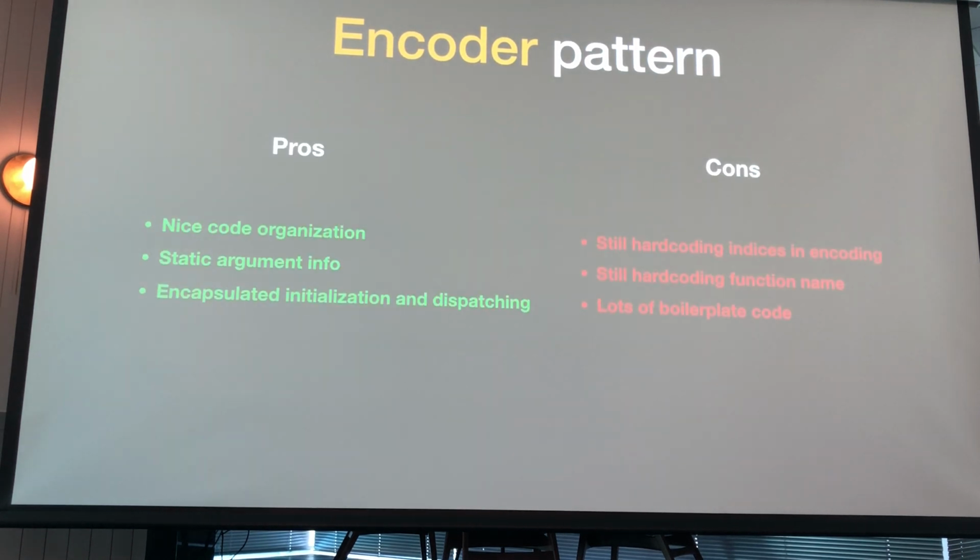So this approach has obvious benefits. You have nice code organization, so everything that is related to a particular shader is encapsulated and stored in a separate file. You have static argument info, because you have a statically typed method where you can state the arguments that you use, and the logic of dispatching is encapsulated as well. But the cons here are that you still hardcode indices inside the static method. You still hardcode the function name inside the initializer. And those encoders are very similar to each other, with only slight differences between them. So it just didn't feel good.